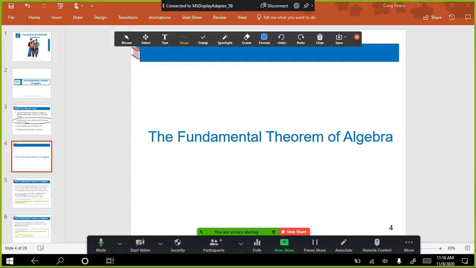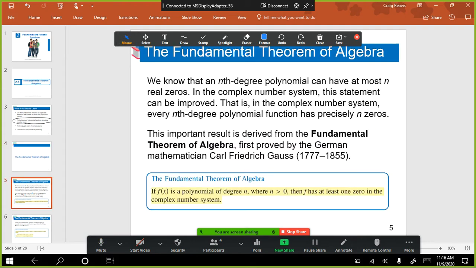All right, so fundamental theorem of algebra. There we go. We know that an nth degree polynomial can have at most n real zeros. So what we're saying is if we have a polynomial that is 4th degree, we talked about this in the past, it can at most have 4 real zeros, real number zeros, right? Which means there's no i in it, at most.